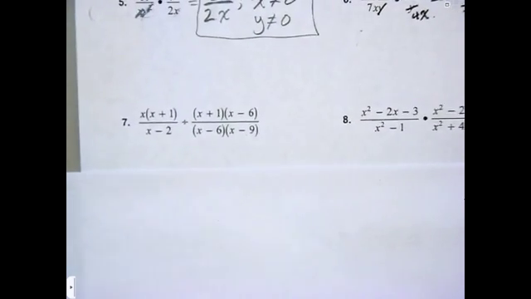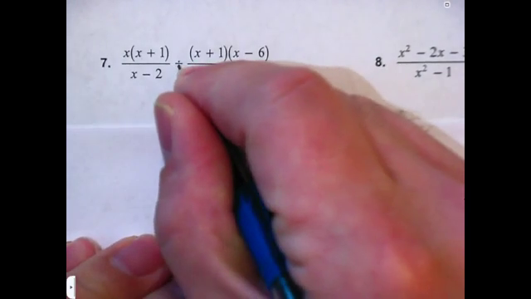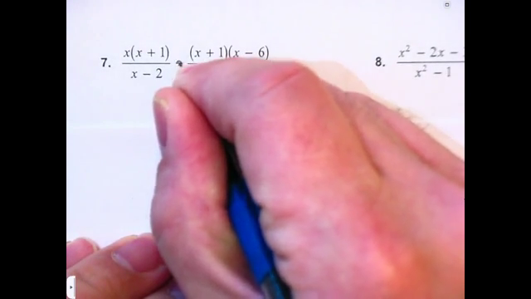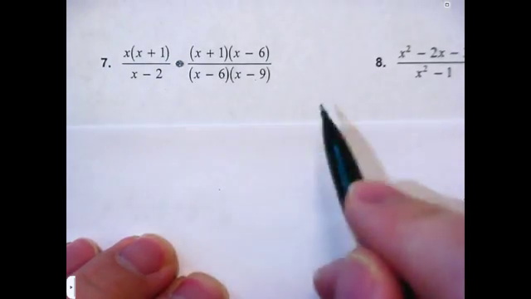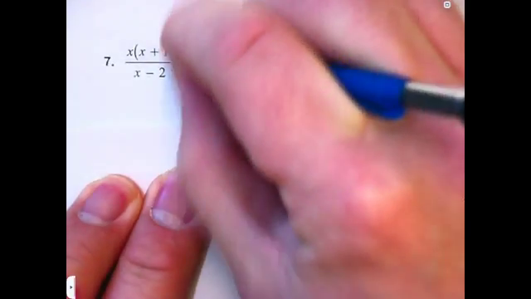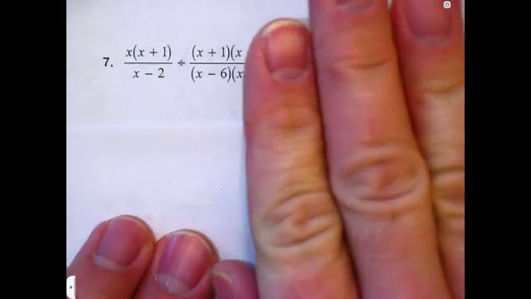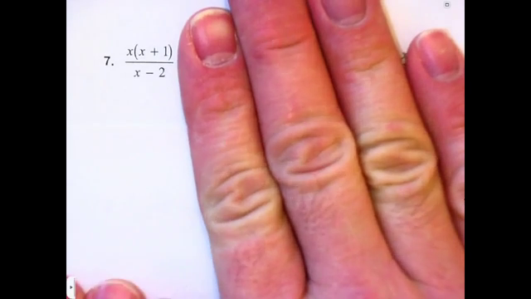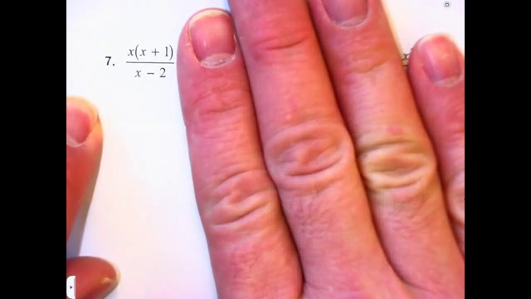Number 7 is a division problem. Okay? So, first step, we're going to change this to multiplication, and we are going to flip all of this. Now, actually, let me change that. Before I do any steps, technically I could reduce each fraction first. So I can't reduce there, right?